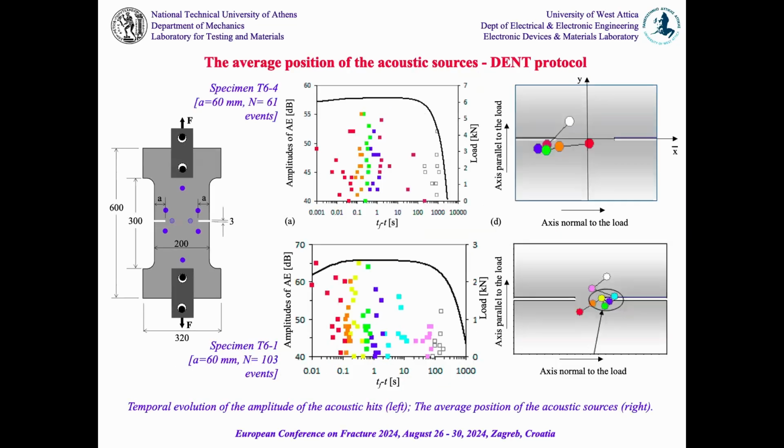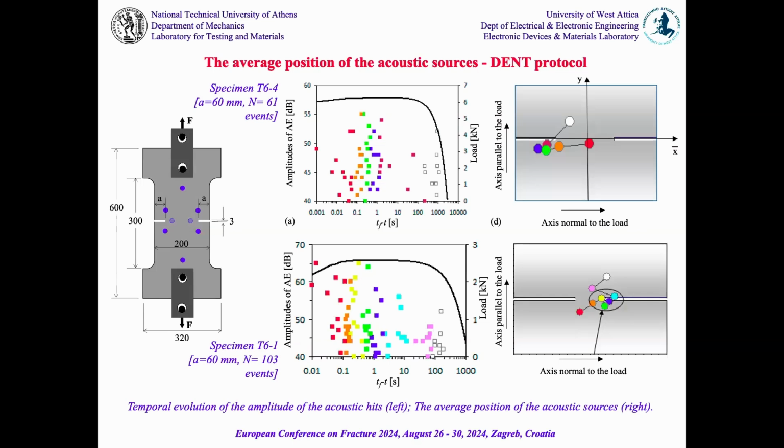And if we adopt the same color code, you can see also that we have initial accumulation of the sources at an arbitrary point. They are attracted by one of the notches, although the specimen is symmetric, due to inherent inhomogeneities of marble, one of the two will start first. It is impossible to have simultaneous onset of cracking from both notches.